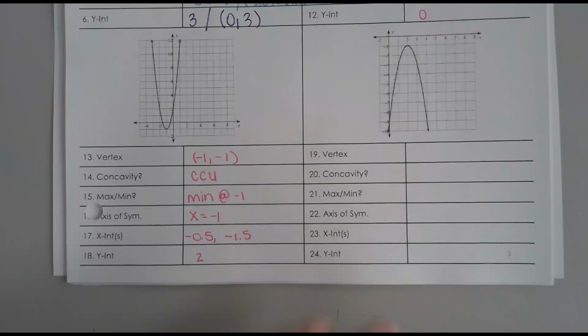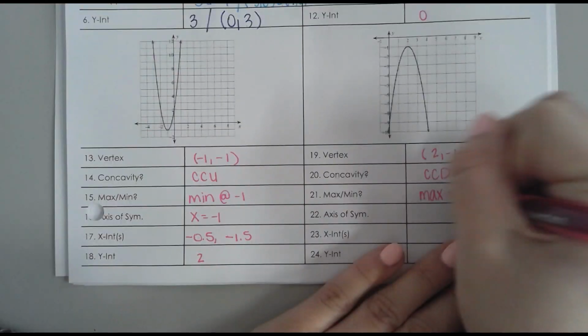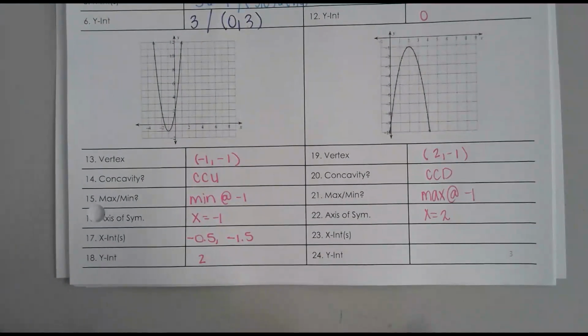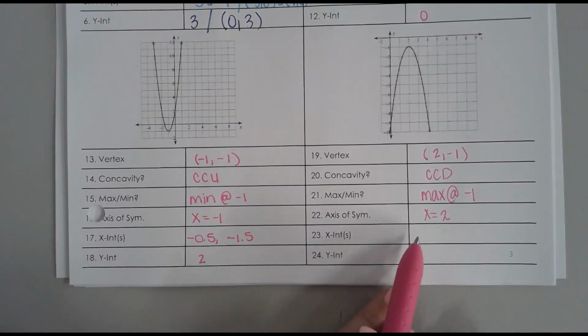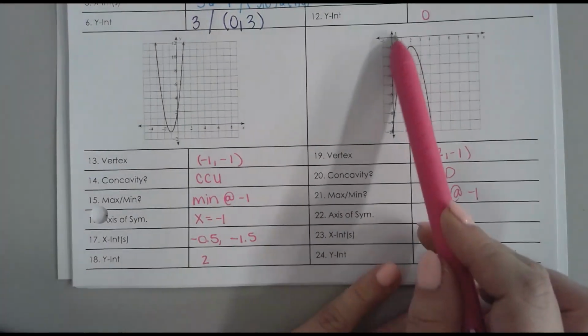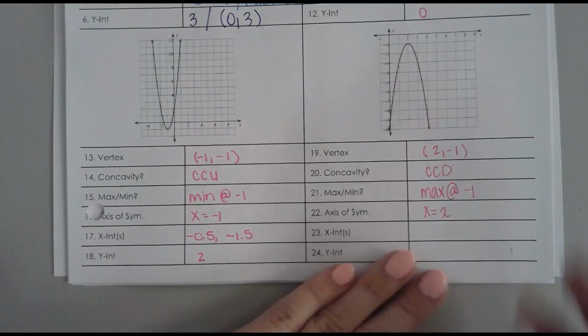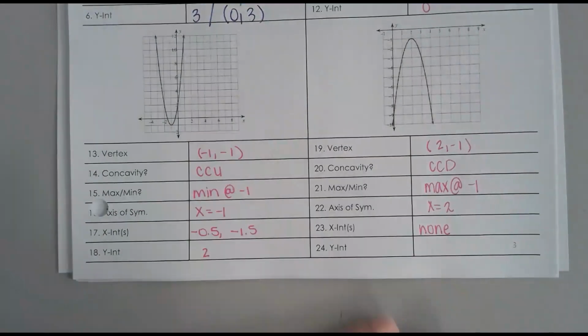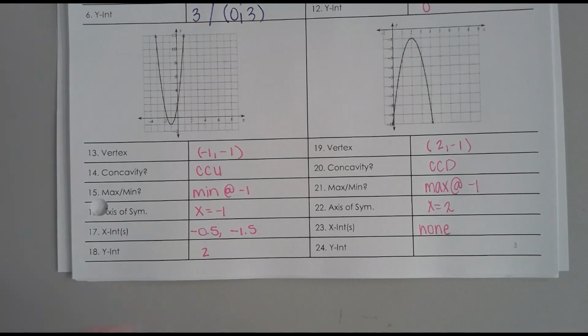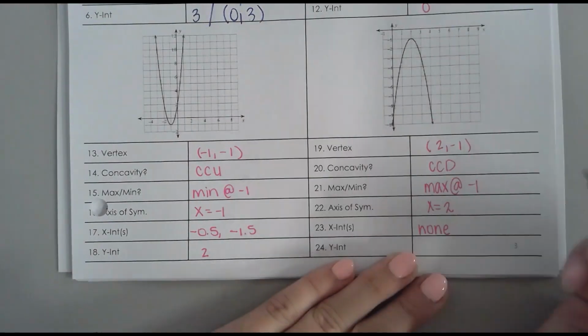Alright, 19, vertex is at 2, -1. Down at -1. The axis, x-intercepts. Don't put 0 here. If you write 0, that would mean that it crosses the x-axis at 0. It doesn't. You need to put none, NA, it doesn't cross the x-axis, something like that. And then the y-intercept, I believe, is -9.